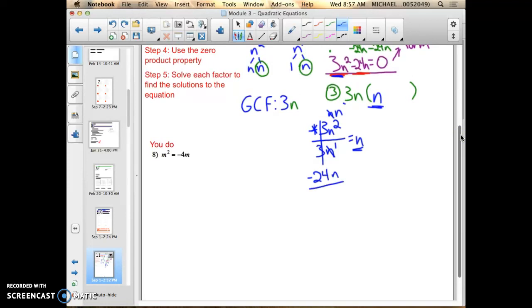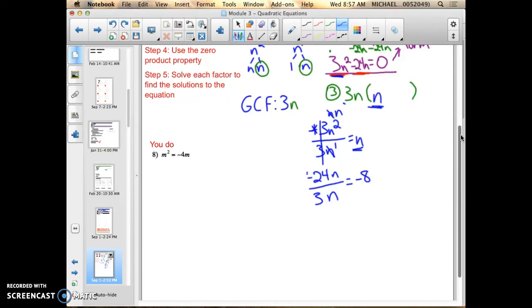I'm going to divide it by the GCF of 3n, and this math looks a little different. Again, it's important to know that if it is minus the second term, minus 24n in this case, you do have to bring that negative sign along for the ride when you do this math. If it's plus, you can just consider it positive.